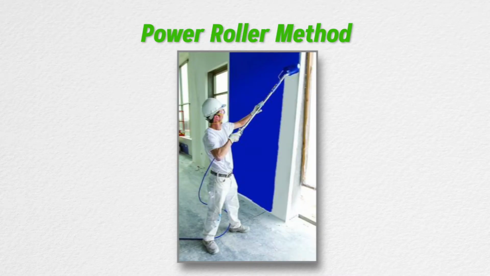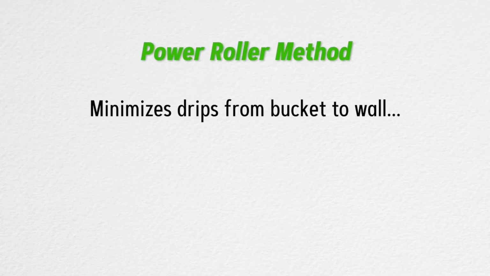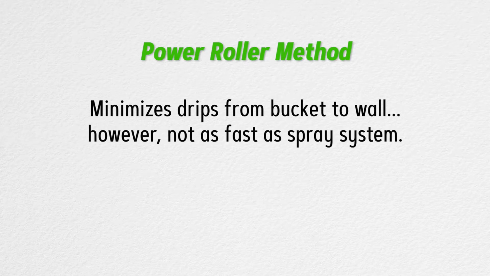The power roller application method is relatively new. It combines a paint roller and a sprayer into one device. You will spray the coating onto the wall, pass over it with the roller, all in one movement. You get the efficiencies of spraying without the risks of overspray. This particular system minimizes drips transferring from bucket to wall. However, it's not quite as fast as a spray system.